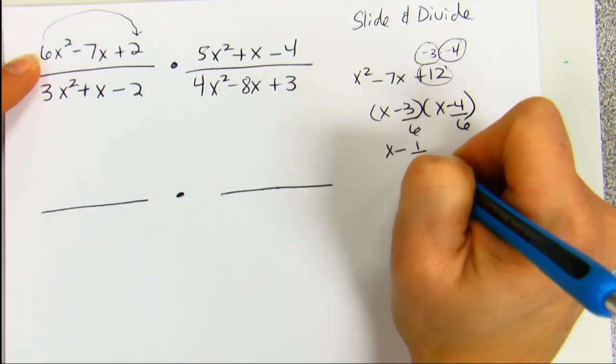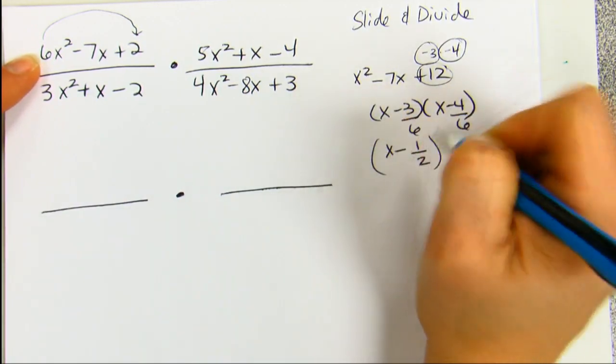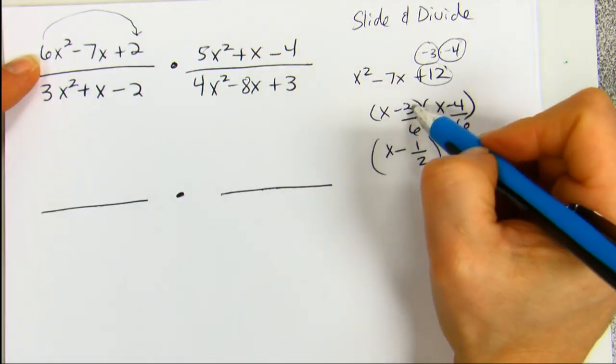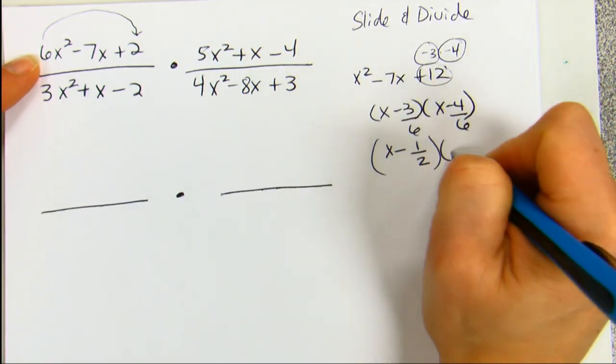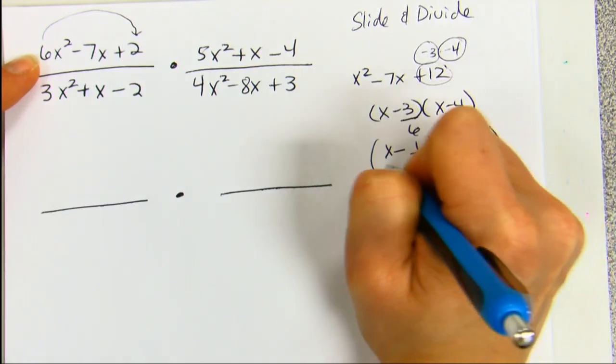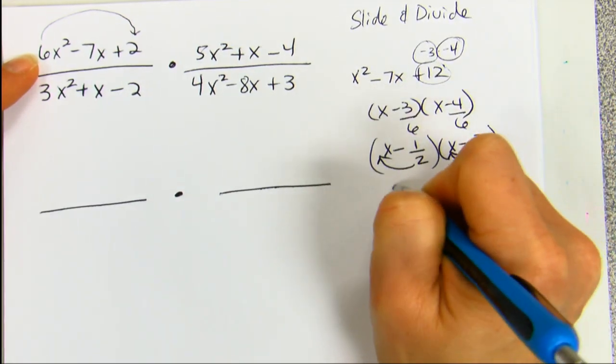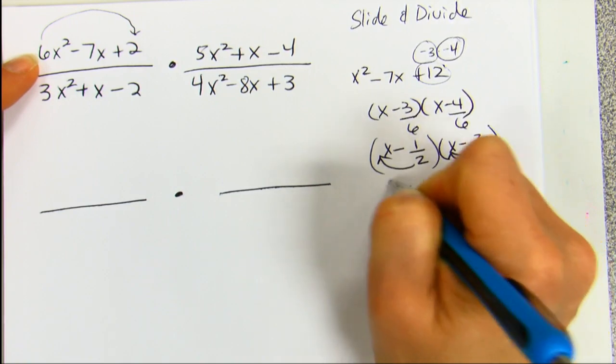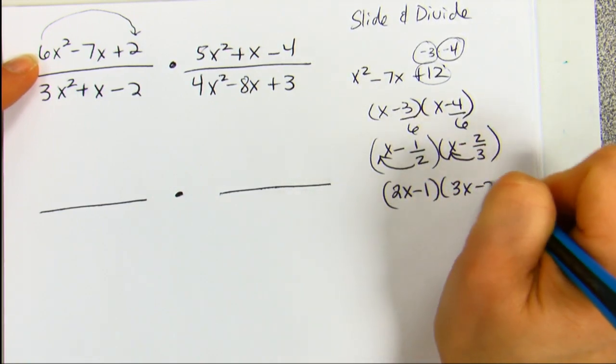We need to reduce them. So that'd be like saying 1 over 2, because 3 can reduce both of those. 3 goes into 3 once and into 6 twice. With these reduced by 2, which would leave you with a 2 over 3. Now we can pull some things up front. So this would be like saying 2x minus 1 times 3x minus 2.